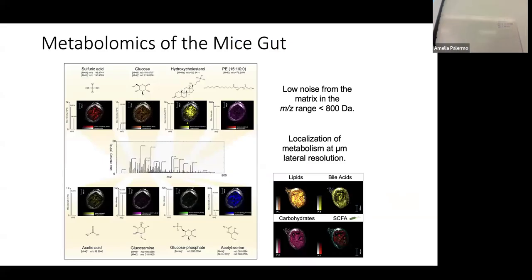So we started looking at the coverage, and we started plotting the intensities. And as you can see here, the white part is the lumen of the gut, and the inner part is the content. You can see that within the same analysis, from the same mass spectra, we can measure sulfuric acid, glucose, but also hydroxycortisol, glucosamine, lipids.